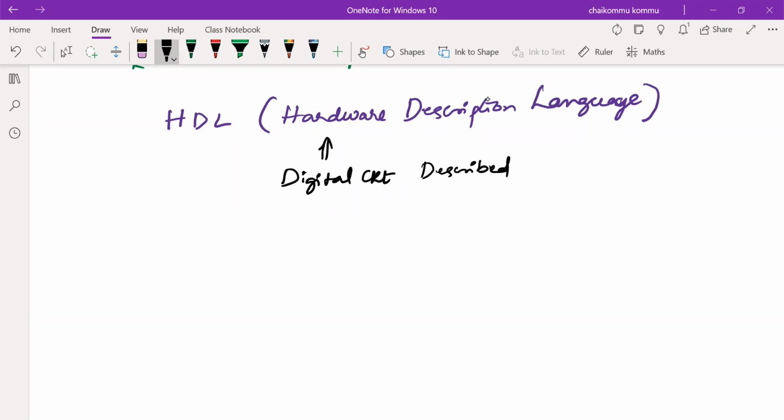It must be described by using a language. That is a very important thing. So we come to the point that we have to use a language to describe a digital circuit. As simple as that.